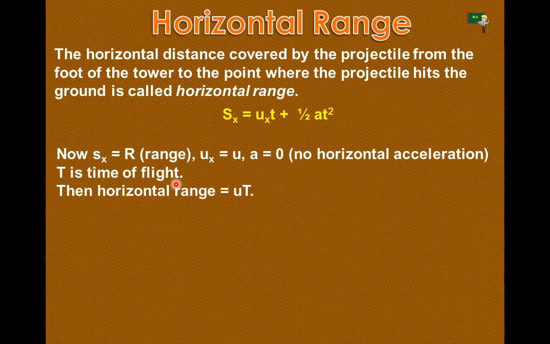When we substitute all these values of Sx, ux, a and t in this equation, we get the horizontal range R = u into capital T, because when you put a = 0 here, this second term becomes totally 0. So remaining Sx = uxt, and while substituting the values of R, u and T, we get horizontal range = u into T.